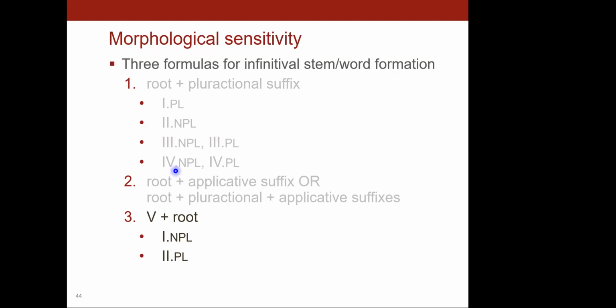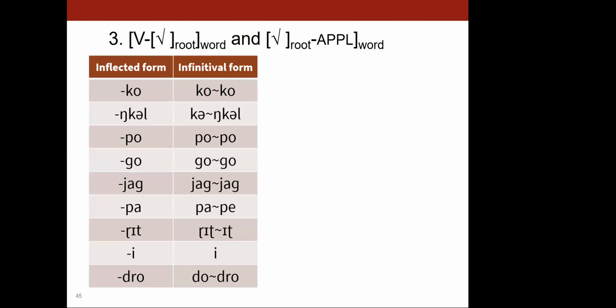You could just say, well, these 6 subclasses take a pluractional suffix, and these 2 subclasses take a pluractional prefix, and it's just realized as reduplication. That would fold these 2 formulas together and make this a little bit simpler. However, infinitival forms that are formed via pluractional affixation and via reduplication behave differently with respect to the applicative. And so that's what's motivated me to have these 3 different formulas.